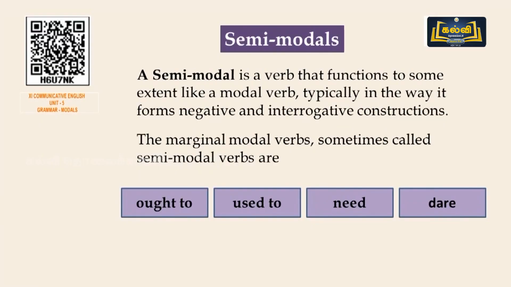We have been seeing about modals. Let's see about semi-modals. A semi-modal is a verb that functions to some extent like a modal verb, typically in the way it forms negative and interrogative constructions. English semi-modals include need and dare. The marginal modal verbs, sometimes called semi-modal verbs, are dare, need, ought to, used to. Shall we see one by one?